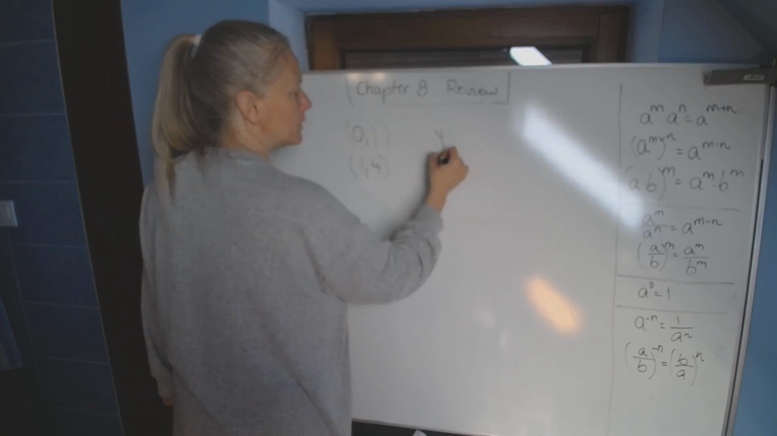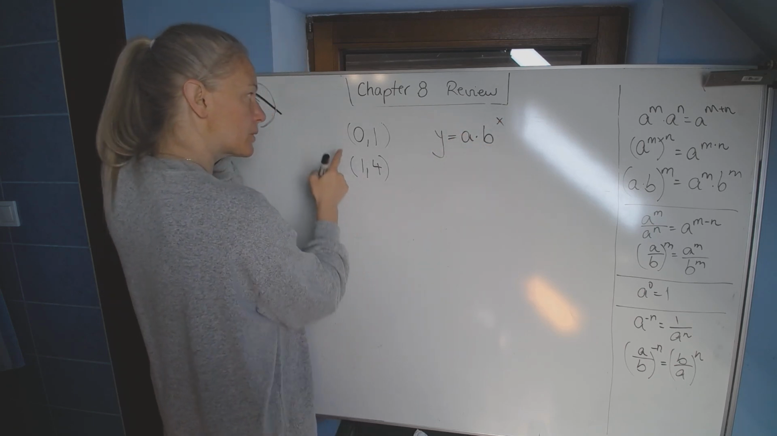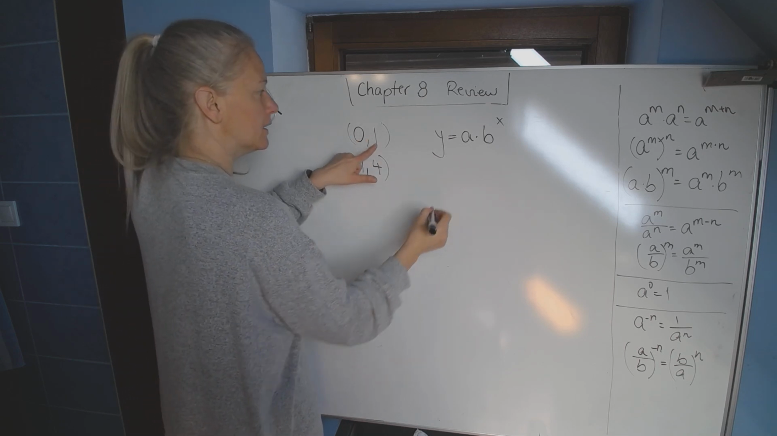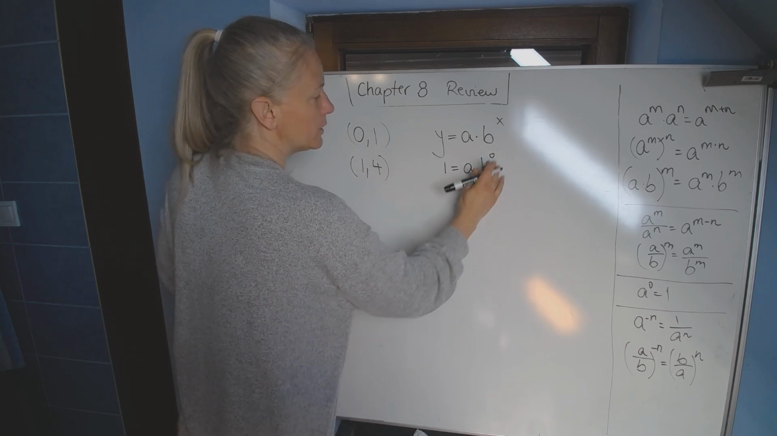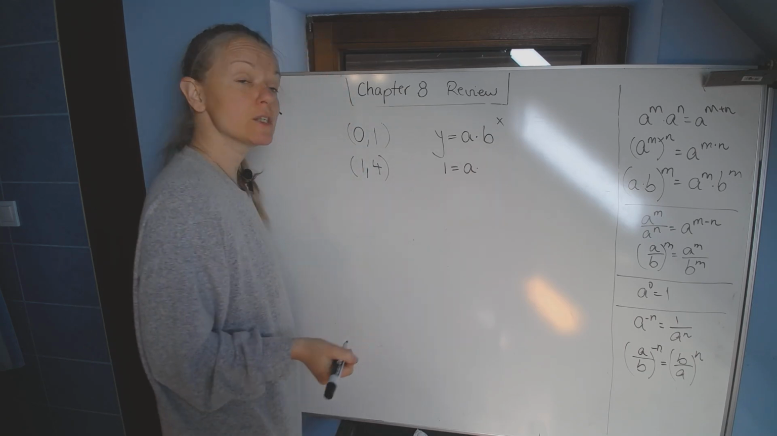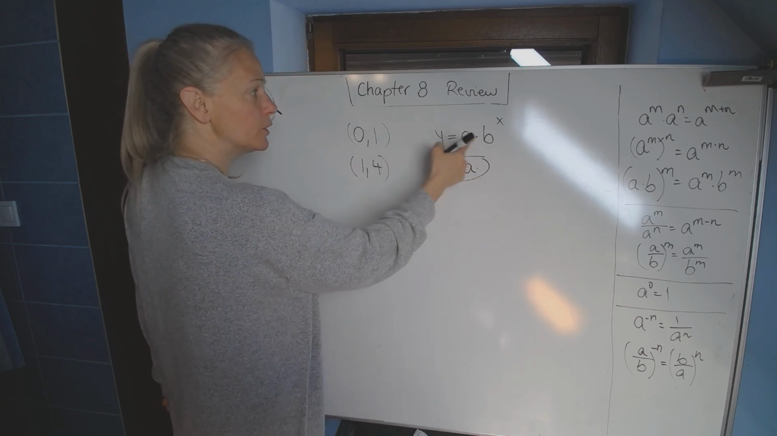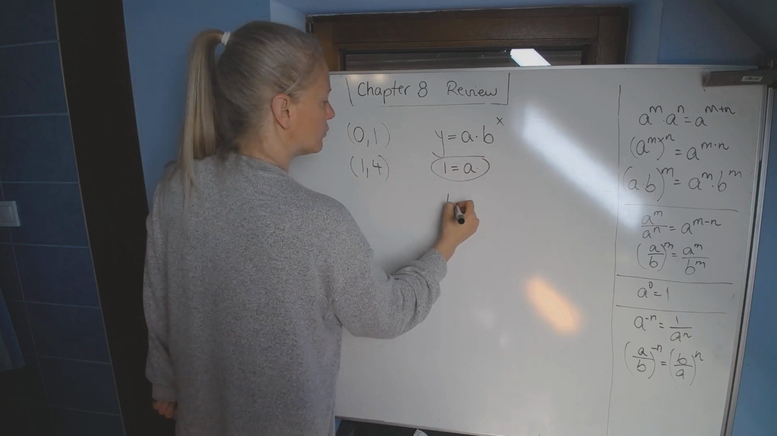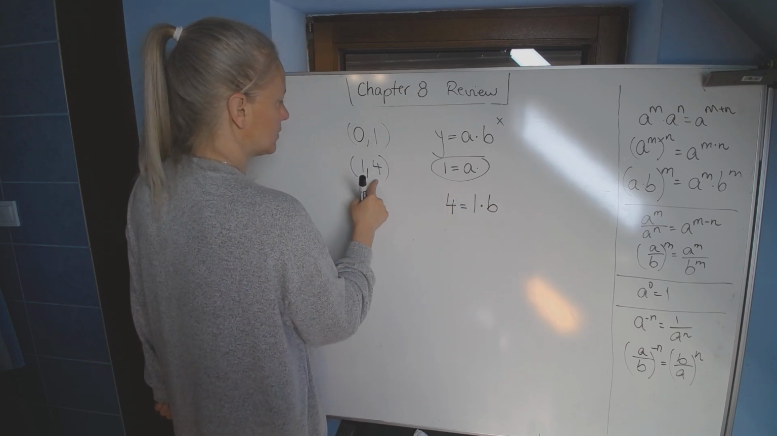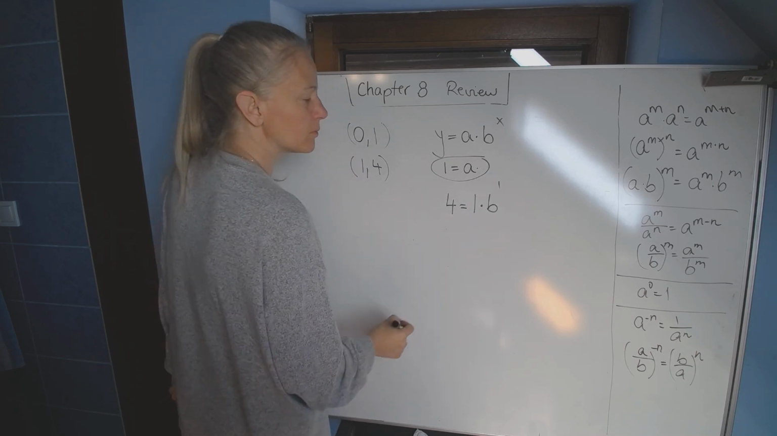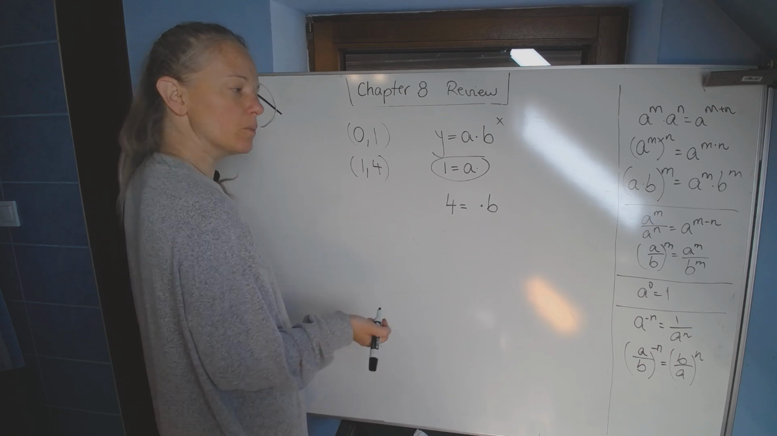Remember, we said the exponential is y equals a times b to the x. We're going to use our first point to find a. 1 equals a times b to the 0. B to the 0 is always 1. A is 1. We got A. Now we're going to use our second point to find B. For y, we're going to do 4 equals A, which is 1, times B to the first power. Well, B to the first power is B, times 1 is B.